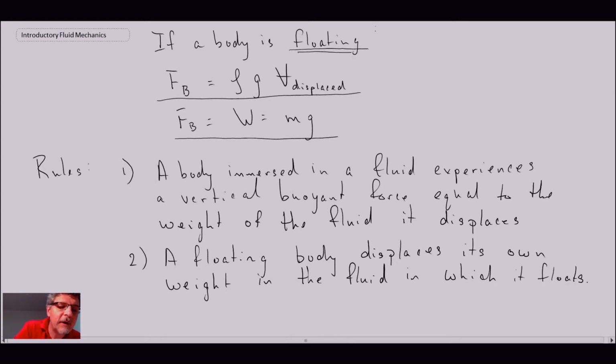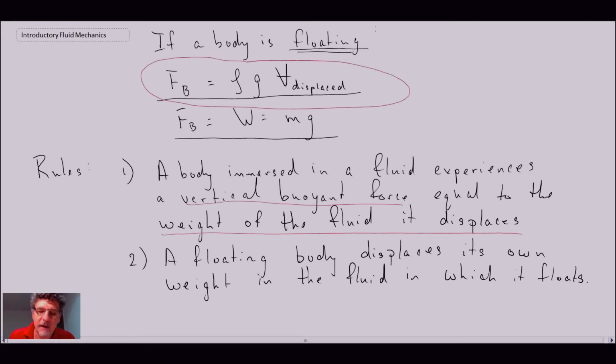So with that, we can write out a couple of different rules. One is that a body immersed in a fluid experiences a vertical buoyant force equal to the weight of the fluid it displaces, which we can see from this expression here. That's essentially what that is telling us. The other one is that if there is an object floating in water, or in any liquid, the amount of liquid that it is displacing is equal to its own weight, and that's where you get the stability.